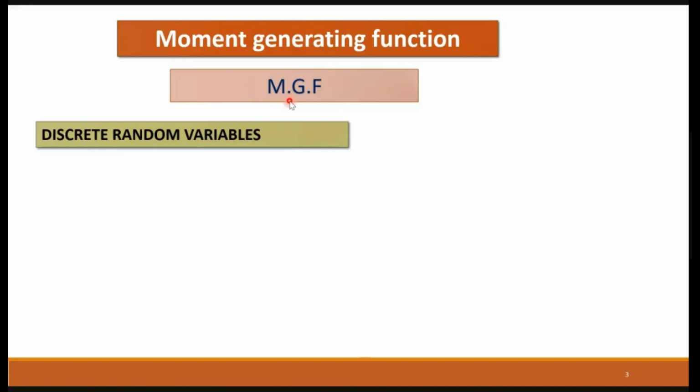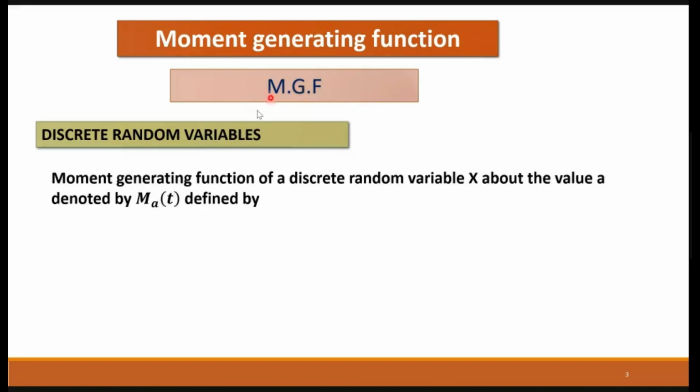For a discrete random variable, moment generating function about the value A is denoted by MA of t. Okay, moment generating function for a discrete I'm calculating, not for continuous now. Only for discrete random variable I'm calculating now about the value A. Now, अगर about the value है तो हमें कौन-कौन से moments मिलते हैं? Only raw moments. And about the value A, so we'll get the raw moments.